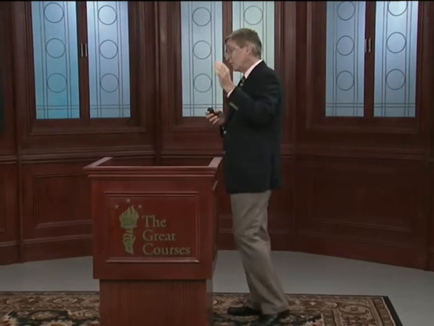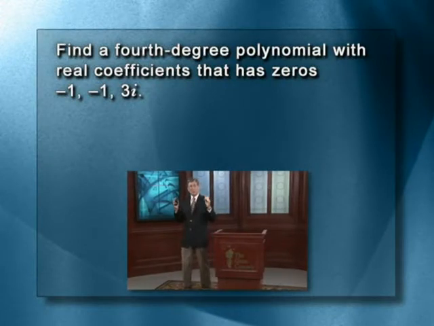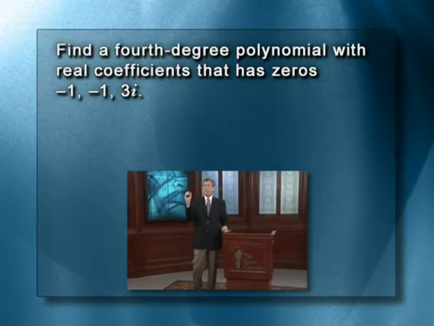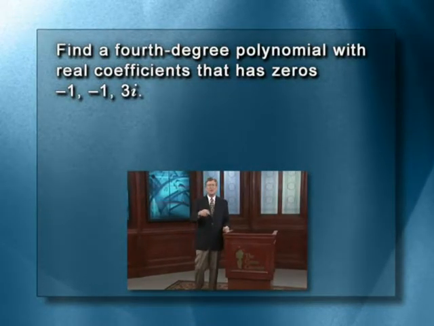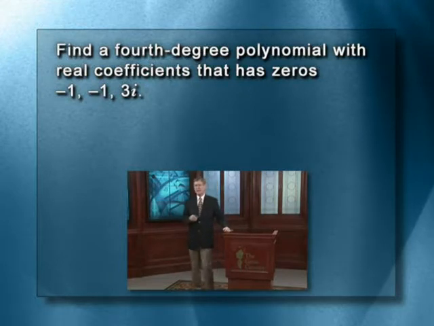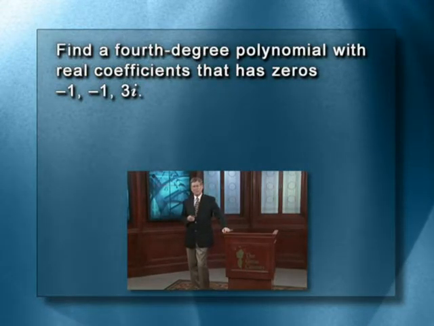Okay, we've done this before. Let's do it again. You be the teacher. Here's what your task is today. You're making up another test. And now you want to find a polynomial with real coefficients, say of degree 4, that has certain zeros. You'd like to construct a polynomial, say, with zeros -1, -1, and 3i. What should that polynomial look like?